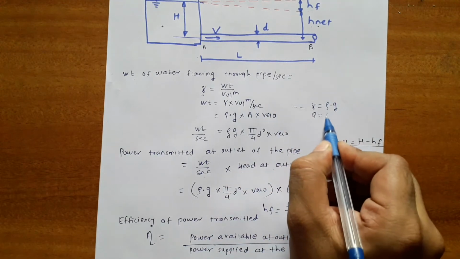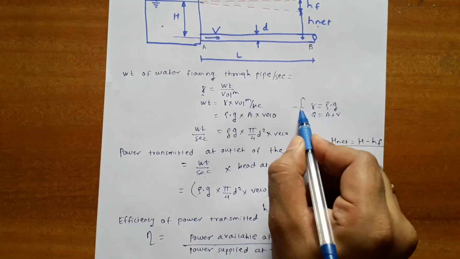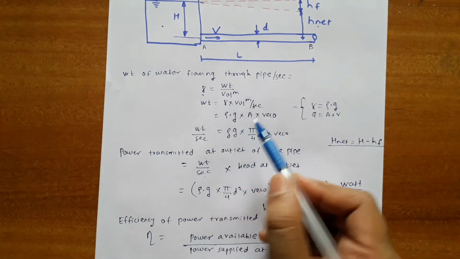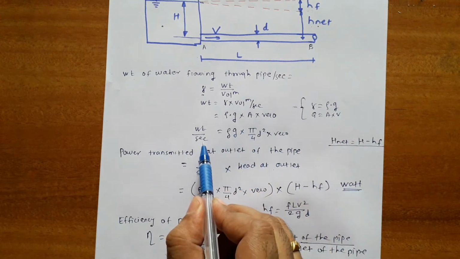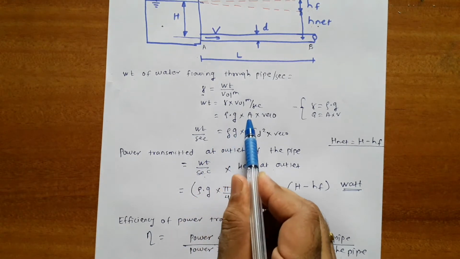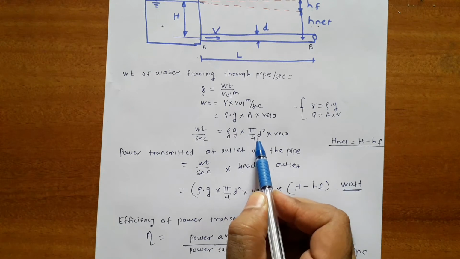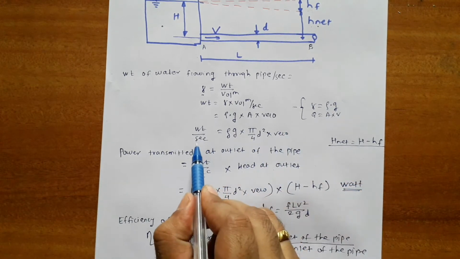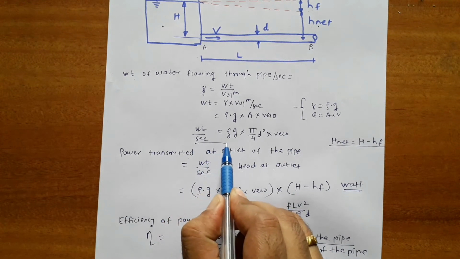Q is equal to area into velocity. So put the gamma and Q values in this equation. We get the weight of water flowing per second equal to rho into g into area, which is pi by 4 D square because the cross-section area of the pipe is circular, into velocity. So this is the value of weight per second.